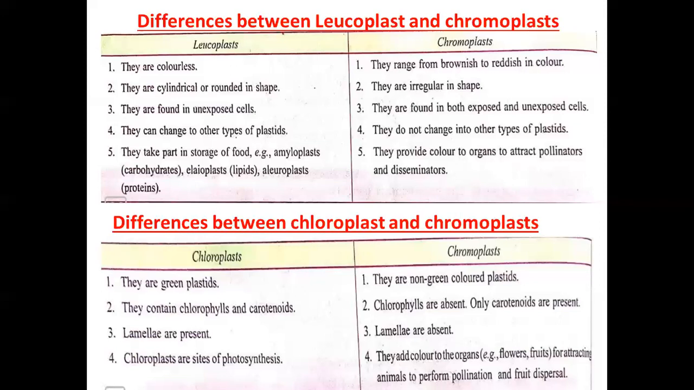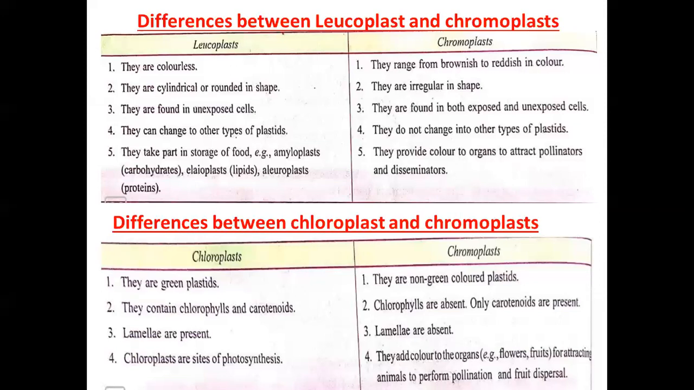In case of chromoplasts, they provide color to organs to attract pollinators and disseminators. Clear? Now next is differences between chloroplast and chromoplast. What is chloroplast? We have all discussed already. They are green plastids. Chromoplasts are non-green colored plastids. Chloroplasts contain chlorophylls and carotenoids, again color imparting, whereas chlorophyll is absent in chromoplast and only carotenoids are present.